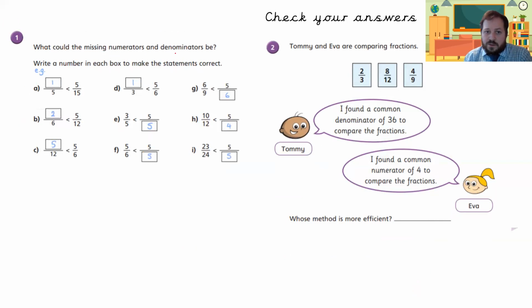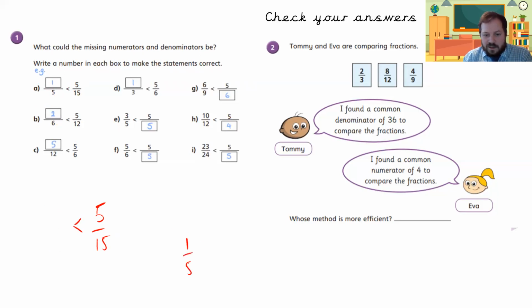What could the missing numerators and denominators be? Write a number in the box to make sure. Now, there are multiple answers you could have. So these aren't all of them. These are just an example of them. But as long as you're thinking about how you're doing it, it shouldn't be a problem. So if I've got 5/15, that's one of my numbers. That is greater than whatever this number here, which is 1/5.